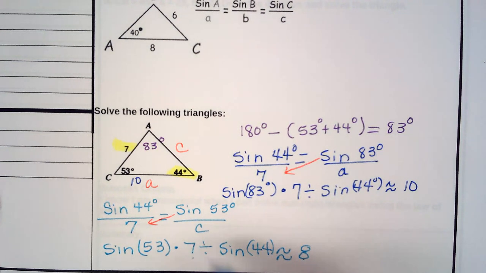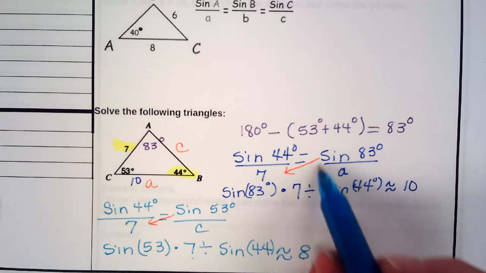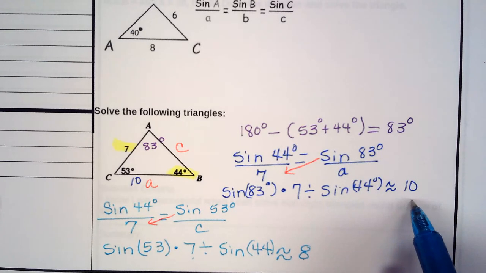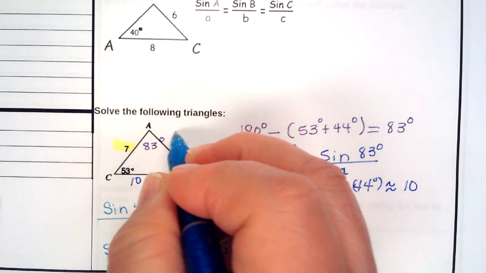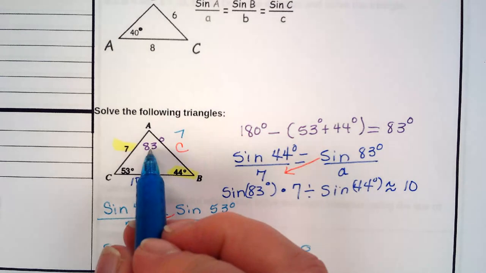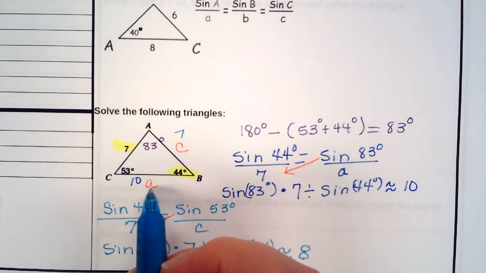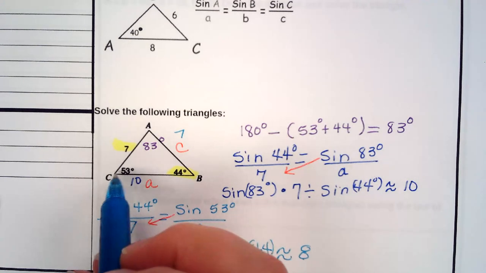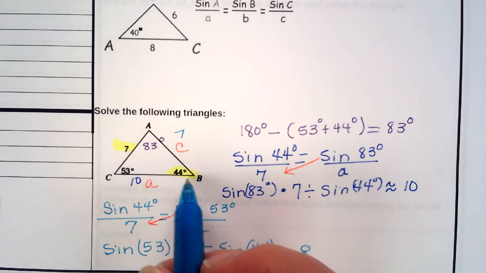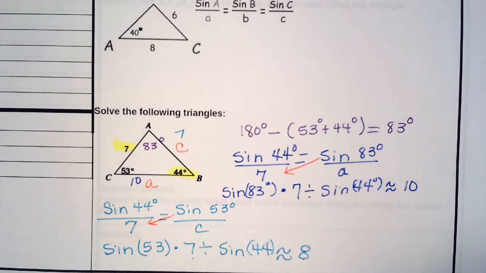Eight is greater than 7. If you're looking, 83 is the biggest angle, and side 10 is the biggest side. Okay, largest angle, largest side. Middle angle, middle side, smallest angle, smallest side. And it will be that way all the time. Your largest side will be across from your largest angle.